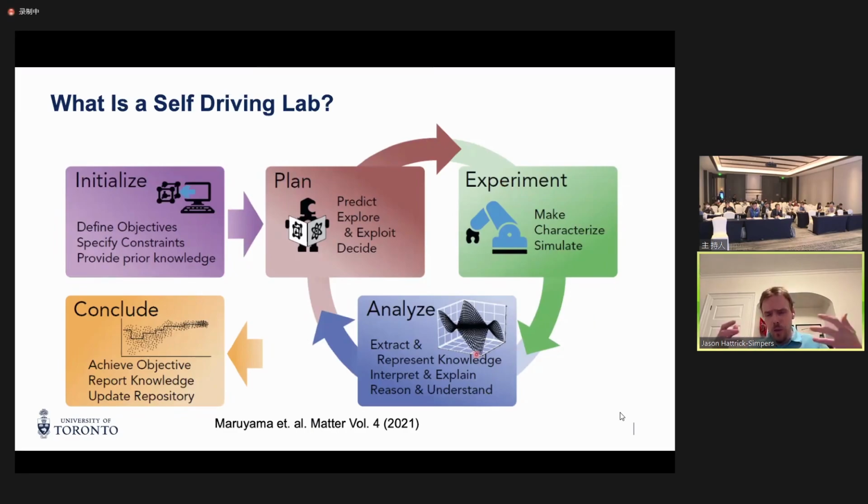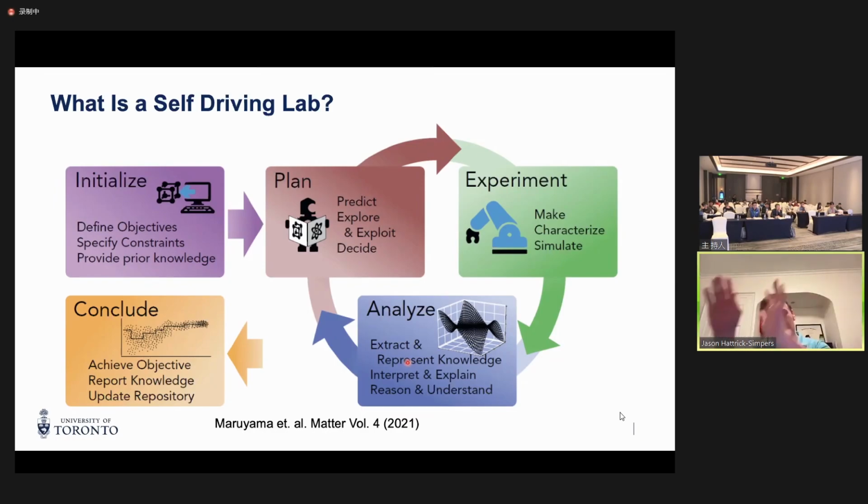We then analyze, right? We then take that data and we have a diffraction pattern that doesn't mean anything to a robot. Raman spectra don't mean anything to a robot. We have to turn that into something that is AI actionable. And so this is extracting and representing knowledge, interpreting and explaining, reasoning and understanding.